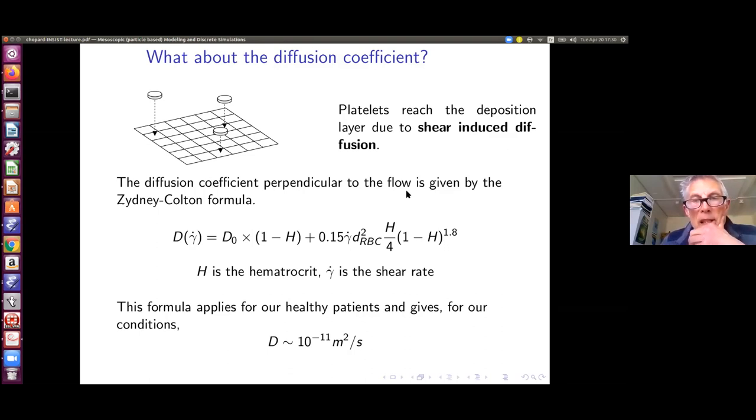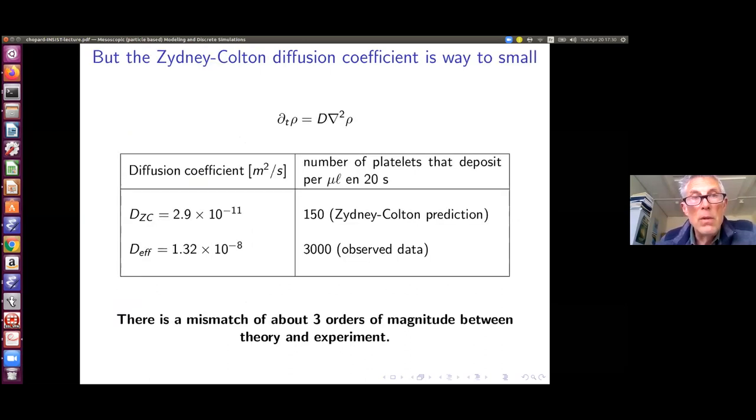If you read in the literature, there's a formula called the Sidney-Carlton formula, which tells you the diffusion coefficient. This is an ugly formula, don't really look at it, but what you should see is that it depends on the shear rate, how fast this upper cover of the cylinder rotates, and on the hematocrit, how many red blood cells you have. If you use this formula, the diffusion coefficient you should get is 10 to the minus 11. But before, I told you that I need 10 to the minus 8 to match the experiment. So something is really very wrong.